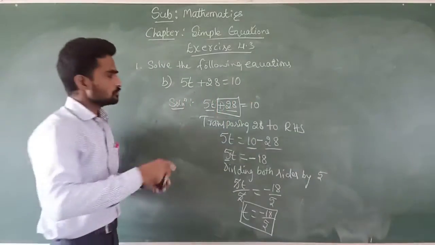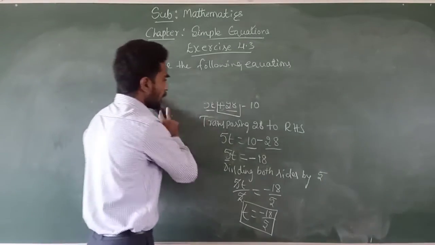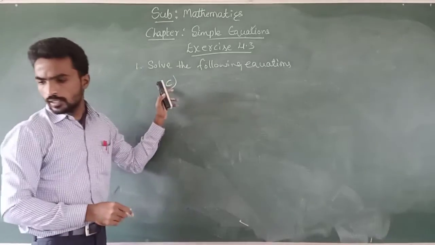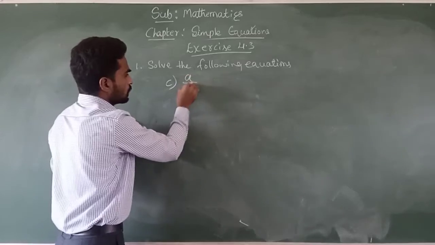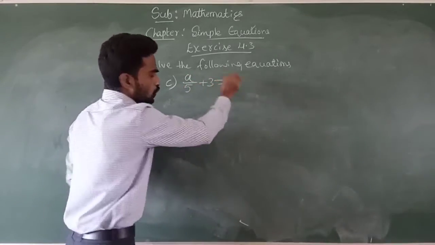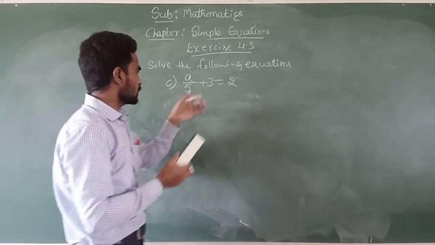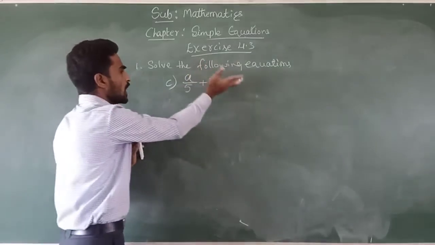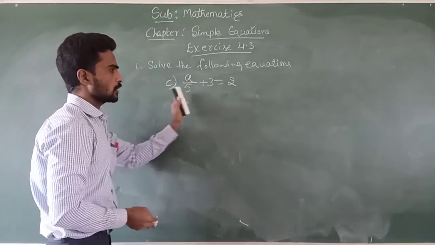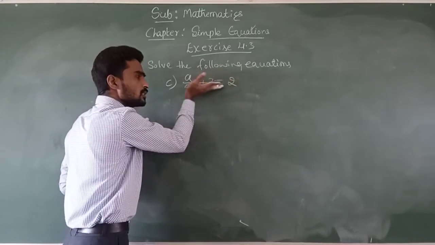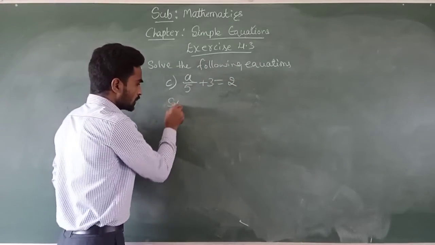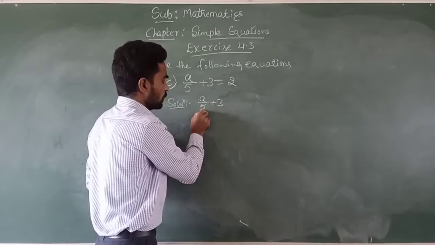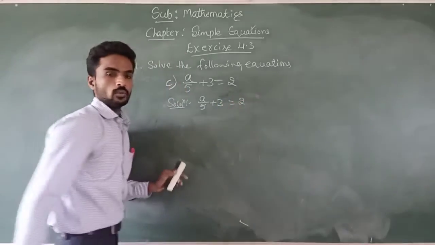Now we move on to another problem, sub question C. The equation given is a divided by 5 plus 3 is equal to 2. Now we can solve this equation, that means we can find the solution for this equation. Consider the same equation once again, a divided by 5 plus 3 is equal to 2.